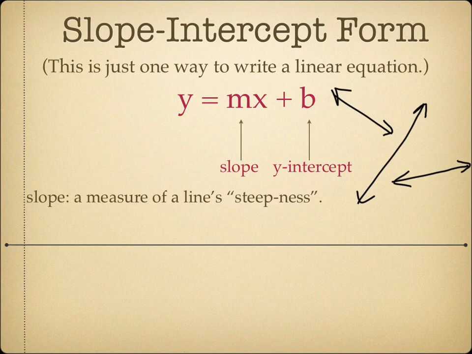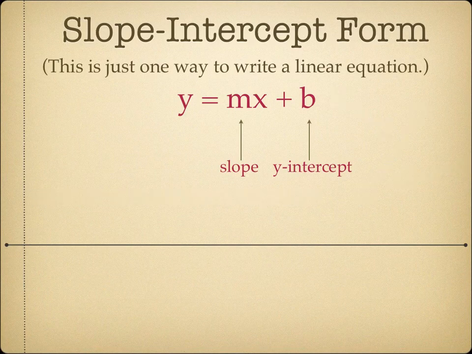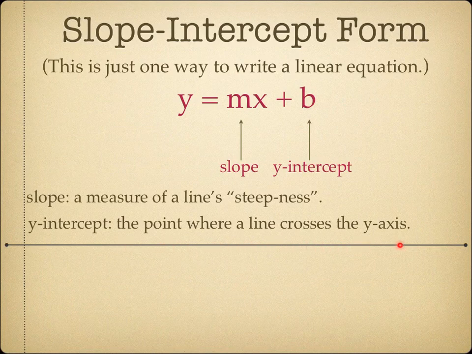Okay, the y-intercept. The y-intercept is this number that's here for b, and that b value tells you the point where the line crosses the y-axis. It's called the y-intercept because it's the place that the line crosses the y-axis when you graph it. So that's sort of like your starting point. Okay?